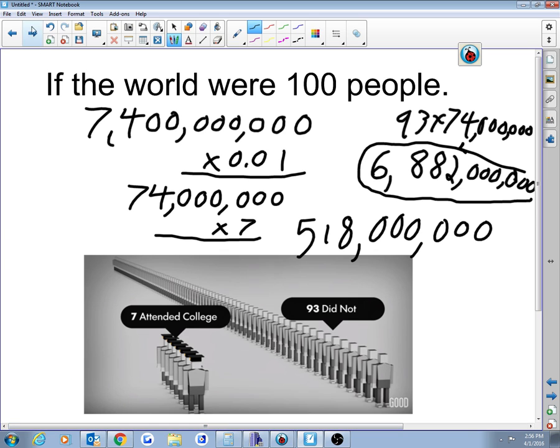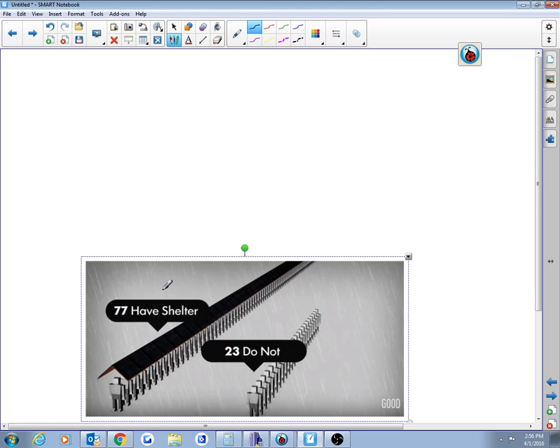Let's look at one more statistic here. 77 have shelter, 23 do not. So that means roughly 77% of the world's population have somewhere to live, and roughly 23% do not have shelter when it's raining, or in snow or anything else.